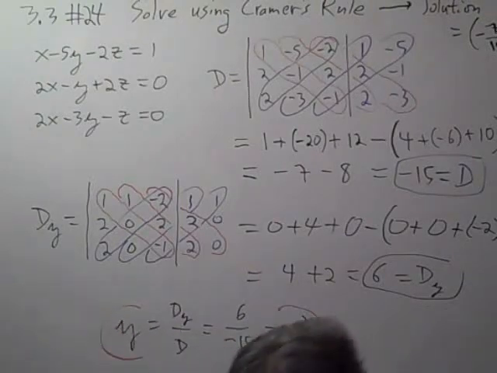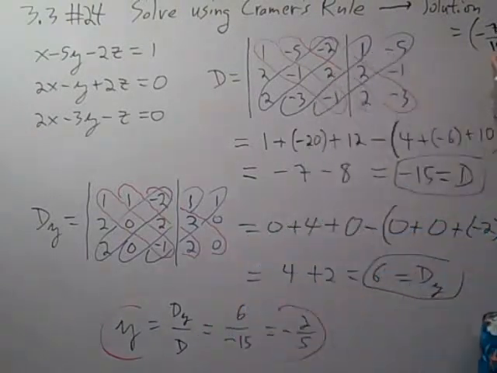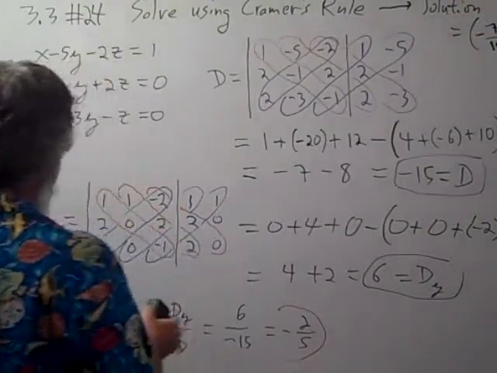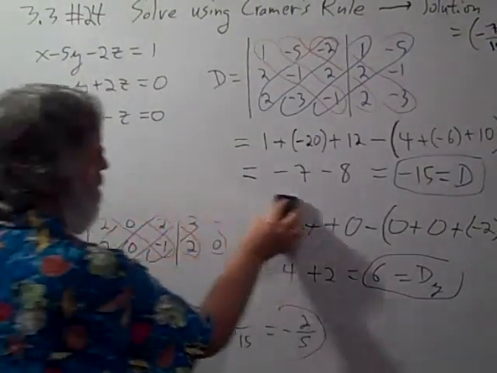So we can add the y coordinate to our solution point here. We have the x we already found. The y is -2/5. And there's just one more to go to find the z. So here we go. One more determinant, and we'll have it. We'll find d sub z next.